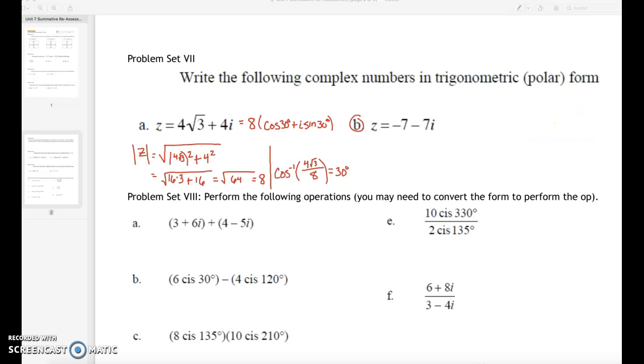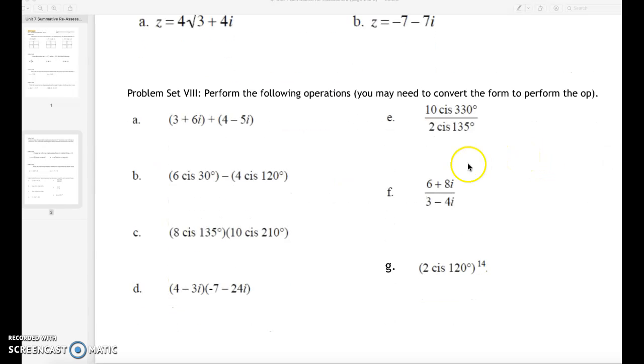Let's go down to problem set number 8. So here we're just looking at some operations with rectangular and polar form. Here in rectangular form, sum is pretty simple. Sum your real values, sum your imaginary values, so you just get 3 plus 4 is 7, 6i minus 5i, that gives us plus 1i. Okay, 7 plus 1i.